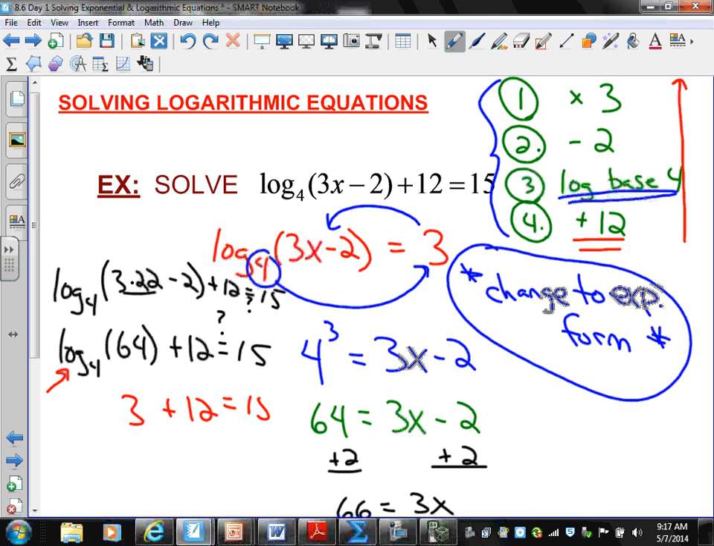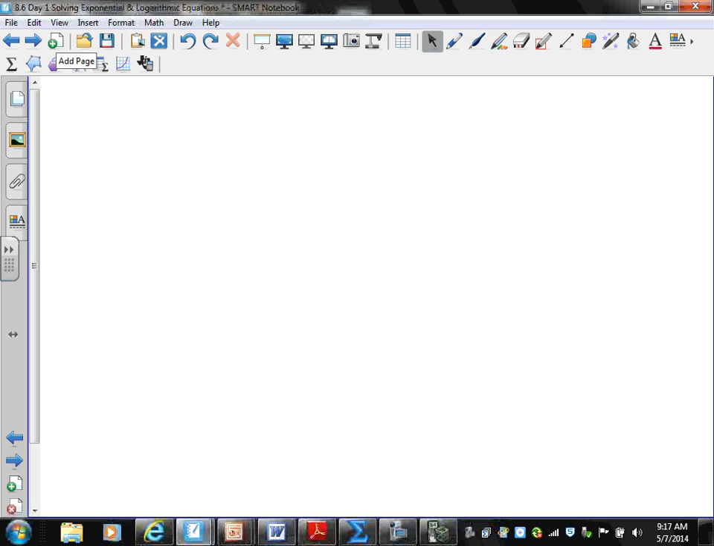So again, I'm checking these just to make sure that my answer that I get actually works in the original problem. So we're going to get some extraneous solutions somewhere along the way here. Okay, let's look at one more. I'll give you guys a couple practice problems, and then that'll be our day. Okay, so last new one here.